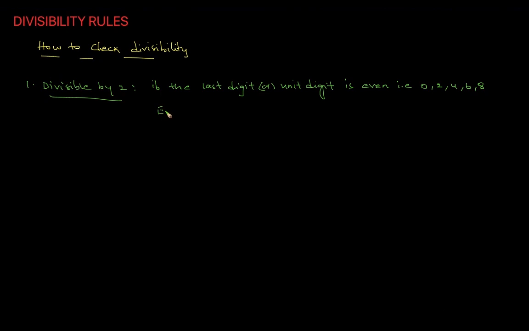For example, 7392, is it divisible by 2? Yes, because the unit digit is 2.